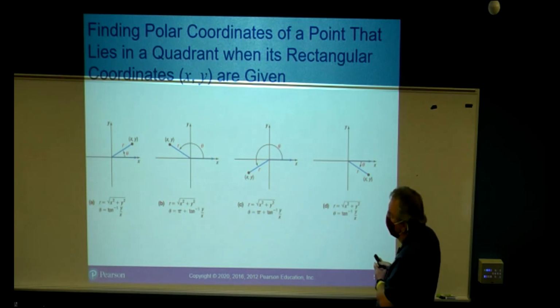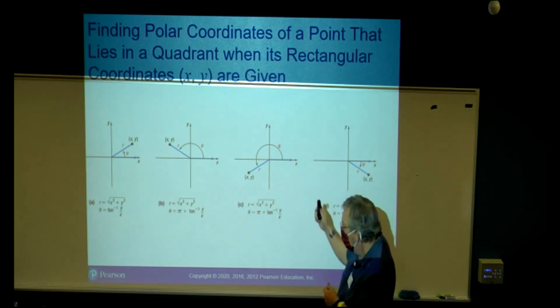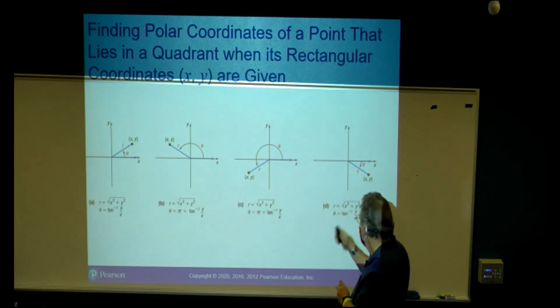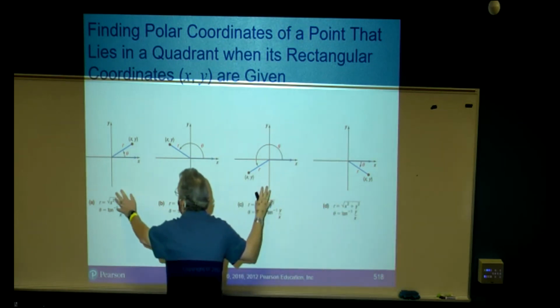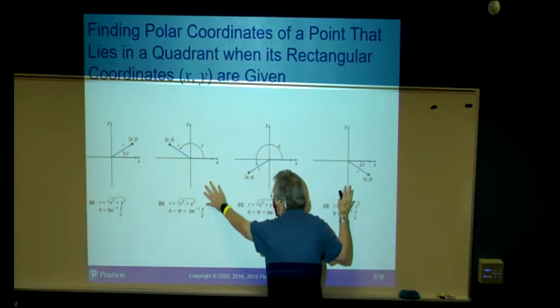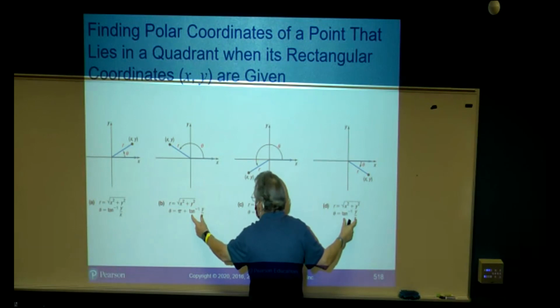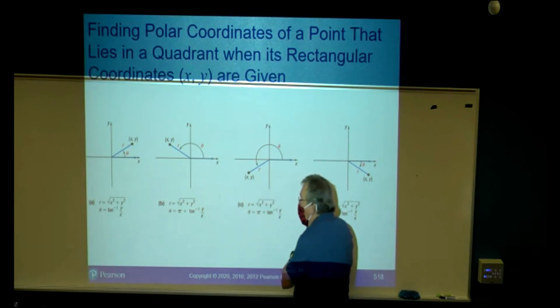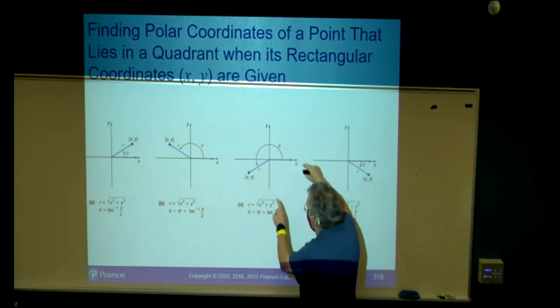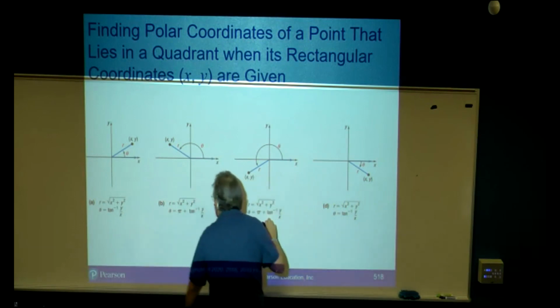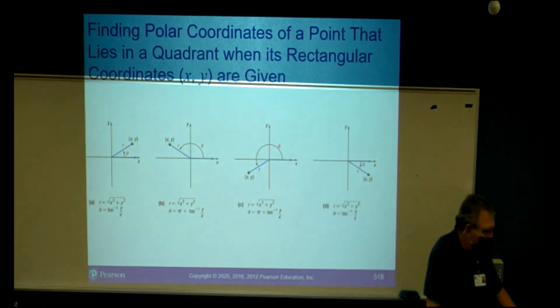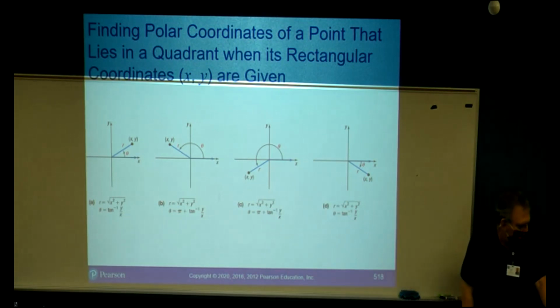I would have done these in a different order than they did. I would have done A, B, D, A, C, D, B. Because these two are related to each other, and these two are related to each other, because tangent is going to have the same sign in those two. Just like the tangent in these two is going to have the same sign. It's just which quadrant are you going to wind up in?